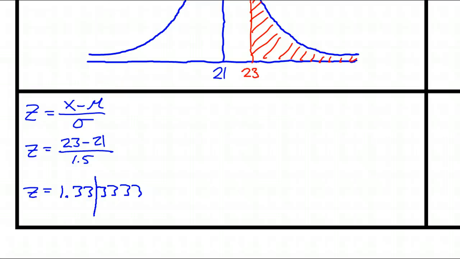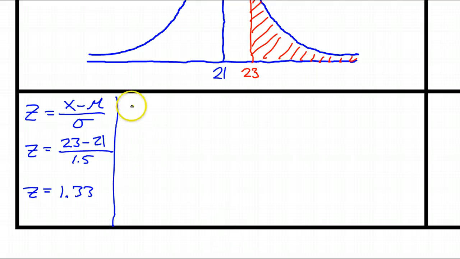Again, I've got to cut it here. I'm looking at the next number after the cutoff. If that's 5 or higher, I'm going to raise this up. If it's less than 5, I'm going to leave it alone. Since this is a 3, I'm going to leave it at this. There's another lesson on how to round properly for those of you who needed it.